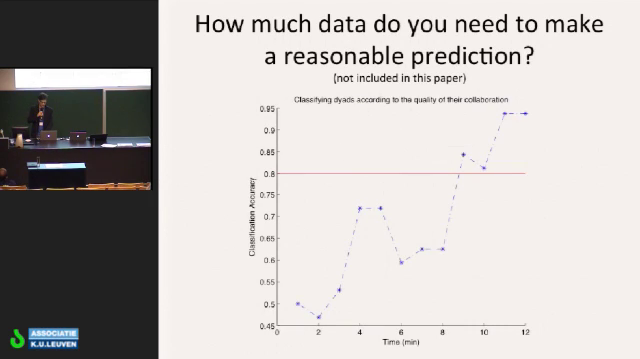Something else that I did was to see how much time you actually need to make a reasonable classification. The first activity in this task was 12 minutes long, but maybe you don't need 12 minutes. Maybe 5 minutes are enough to make a judgment about how well people are collaborating. And what I found was that after 9 minutes, you have an 85% accuracy on this kind of prediction.